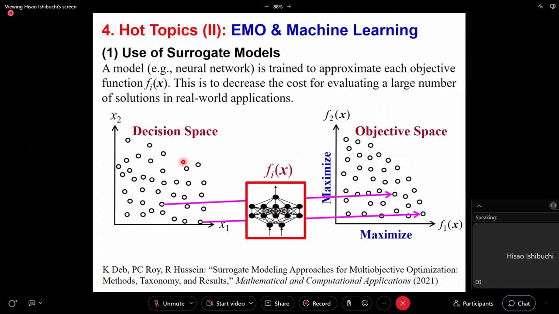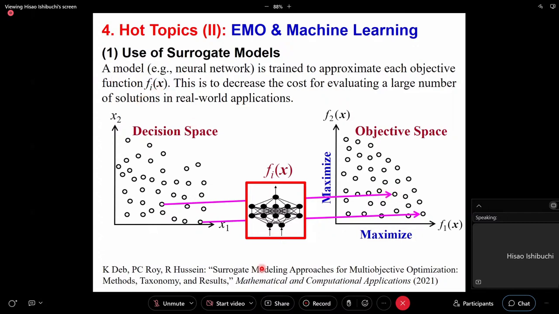Now I'd like to move to the second category of hot topics: evolutionary multi-objective optimization and machine learning, hybridization of these two very interesting areas. One is the use of surrogate models. I have already explained that machine learning can be used to approximate the mapping from decision space to objective space, to approximate the objective function.